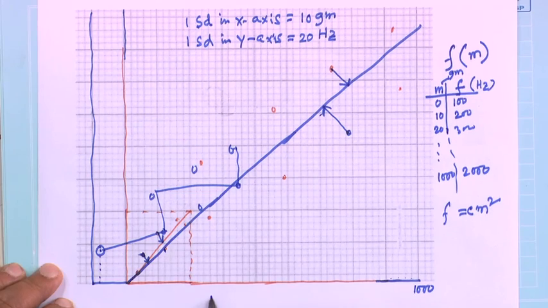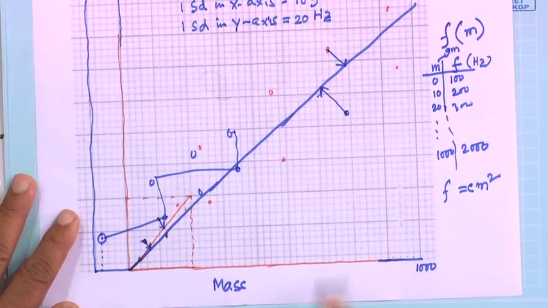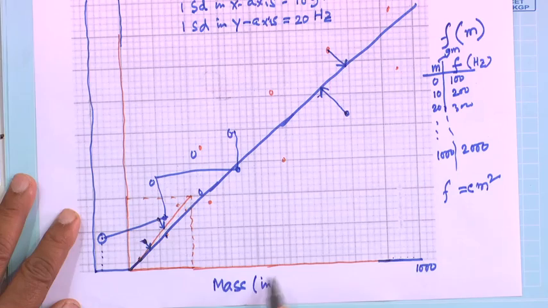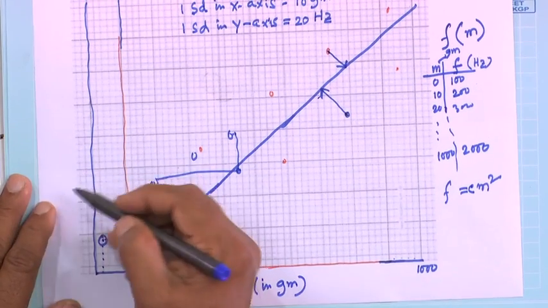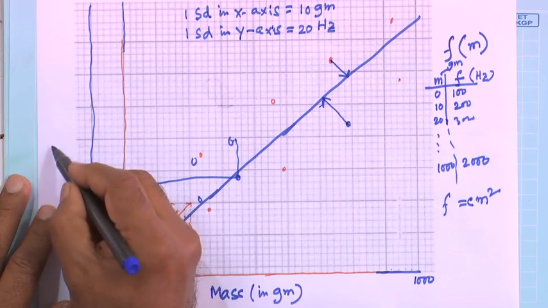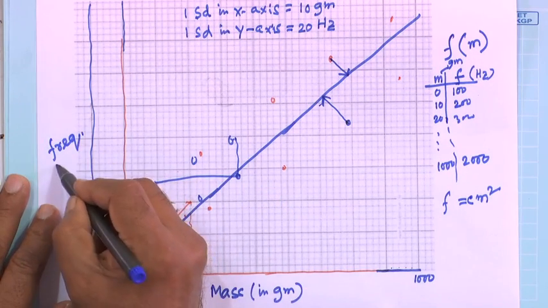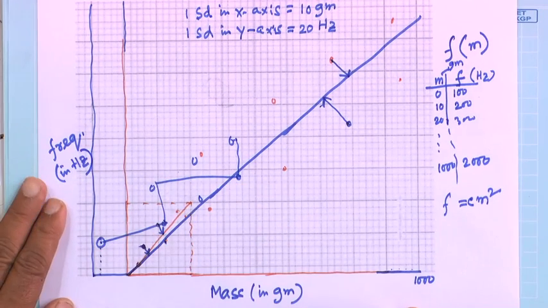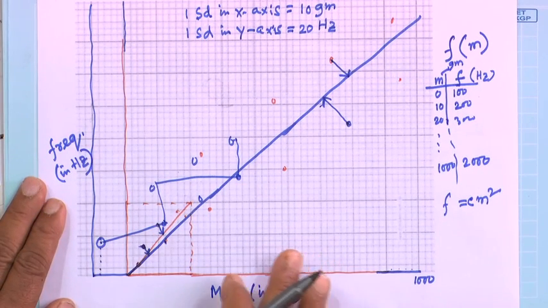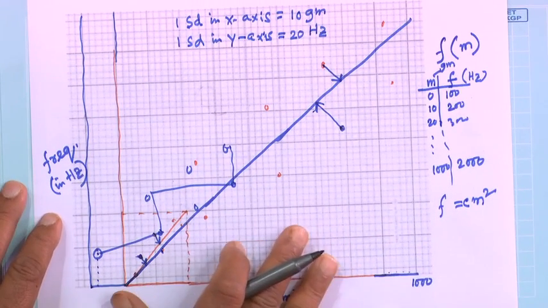In this case you have to write mass, with the unit in brackets, in gram. On the y axis you have to write frequency, and in brackets you write hertz. Okay. So, without seeing your table, one should understand everything from your graph.